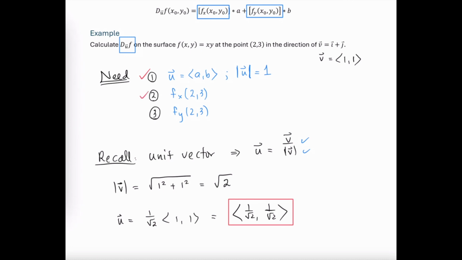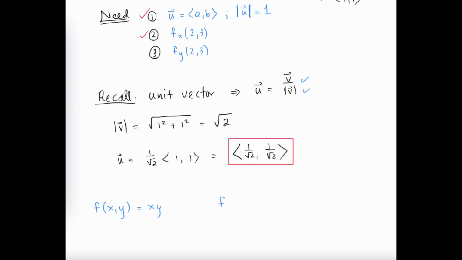Next, we need to calculate the first partial with respect to x. So the original surface function was x times y. So the first partial with respect to x is just going to be y, and the first partial with respect to y is just going to be x. So if I evaluate the first partial with respect to x at the (2, 3) ordered pair, the y value is 3, so the output here is 3. Evaluating the first partial with respect to y at (2, 3), the x coordinate is 2, so the output is 2.